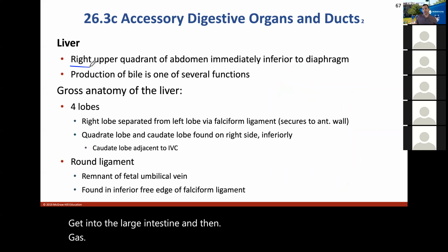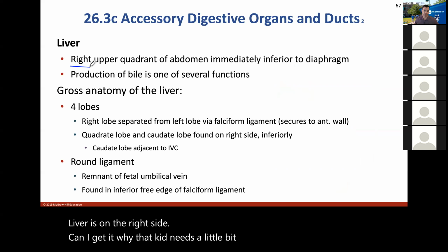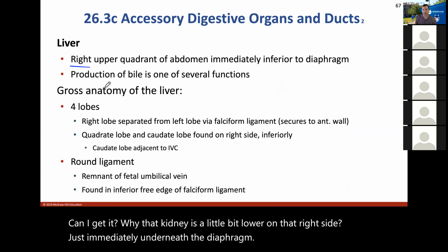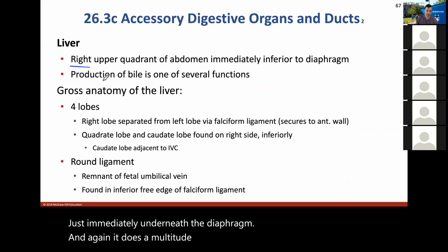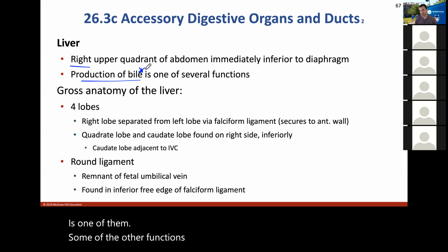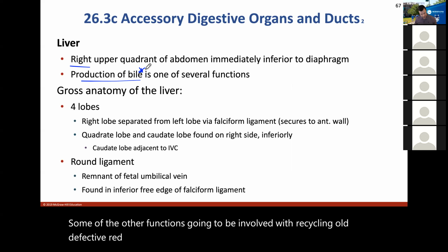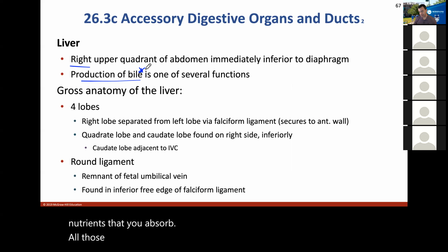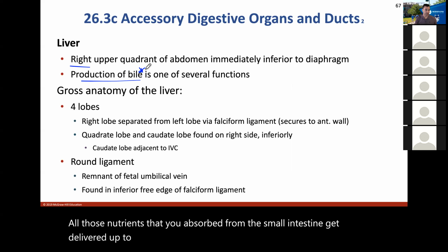The liver's on the right side. Again, it's why that kidney is a little bit lower on that right side. It sits just immediately underneath the diaphragm. And again, it does a multitude of things. Production of bile is one of them. Some of the other functions: it's going to be involved with recycling old defective red blood cells. It's going to be involved with processing the nutrients that you absorb. All those nutrients that you absorb from the small intestine get delivered up to the liver, and the liver packages them and sends them out to be utilized.